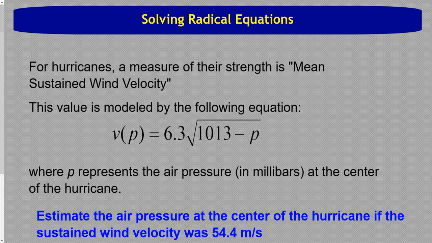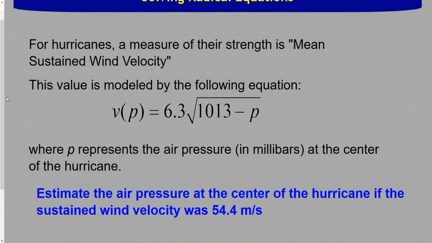Okay, here's one application of radicals. We've also talked about how they relate to pendulum length. Another application is in meteorology. Mean sustained wind velocity is a measure of strength of hurricanes. It's one way that we describe how strong a hurricane is. And we use this equation to model that. So velocity is equal to 6.3 times the square root of 1013 minus p, where p is the air pressure in millibars at the center of the hurricane. I do not know where the 6.3 and the 1013 come from.